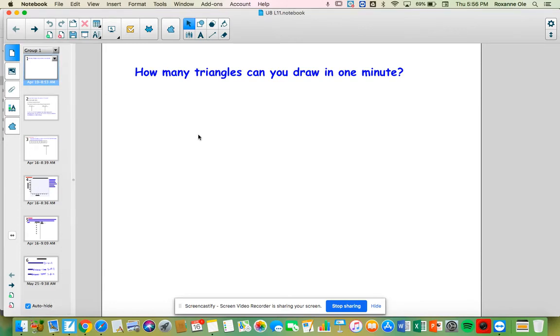Today's lesson is on rates. Now, rates are like ratios. They're a little bit different, but to get started, we're going to try something different. Get a pencil and paper, and we're going to see how many triangles you can draw in 1 minute.